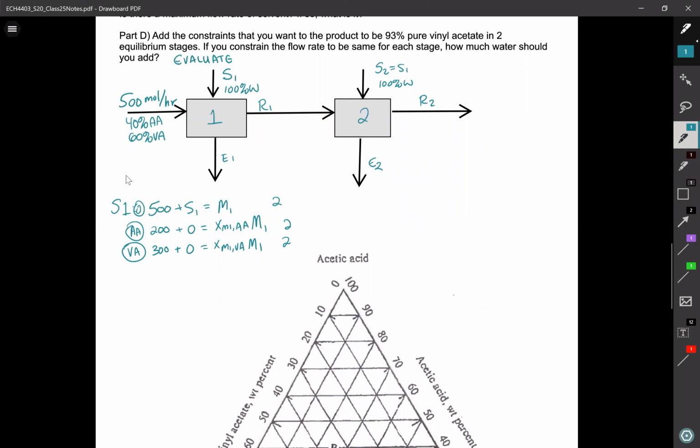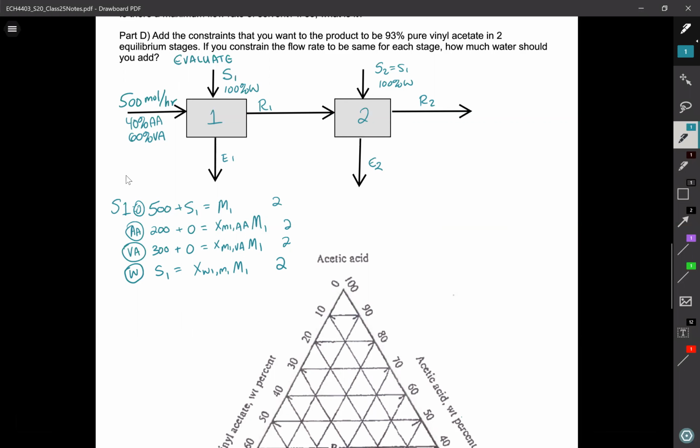So maybe you would be tempted at this point to try a water balance, and if you are really good at material balance, you know that what I'm doing now is a huge mistake and a fool's errand. I just want to show you, for the sake of argument, to not do this. My water balance says S1 is equal to X water 1 of the mixing point times M1, which also has 2 unknowns.